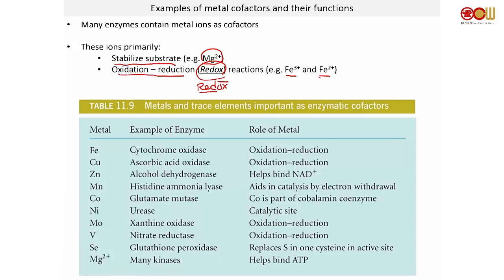So here's a table, I think found in your book, that looks at some different metal ions, examples of enzymes that use them, and the functions involved in these enzymes. Now, like I said, magnesium is involved in ATP. And then iron, copper, molybdenum, and what else? These are primarily used for redox. Zinc is used to bind another cofactor. So you see a lot of these different metals around.